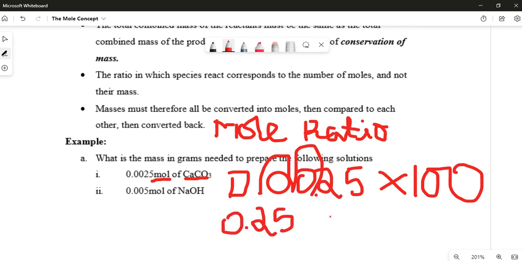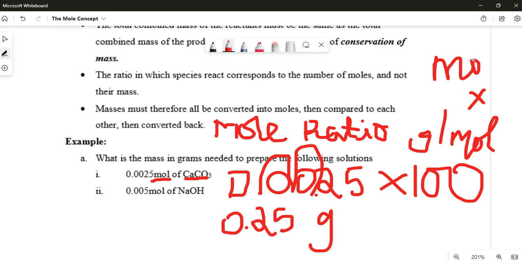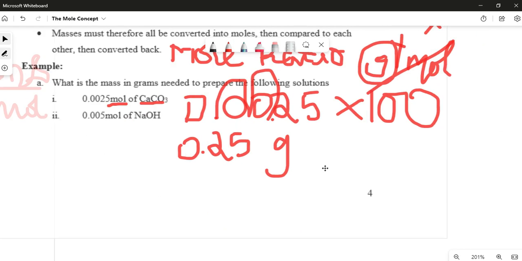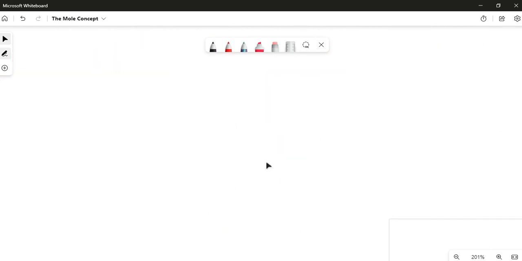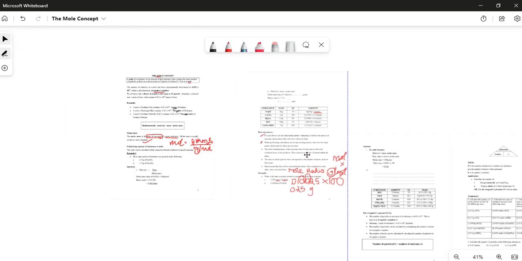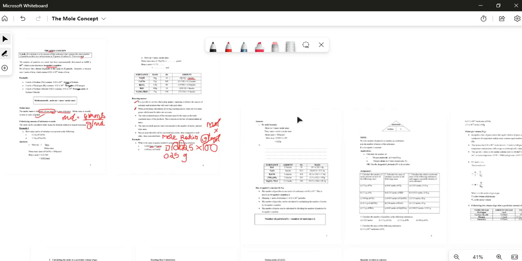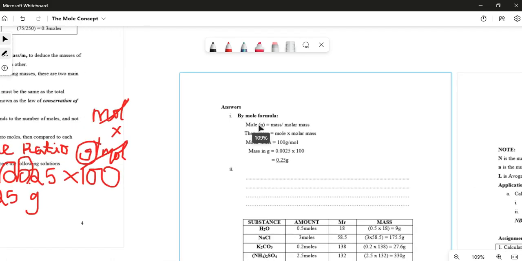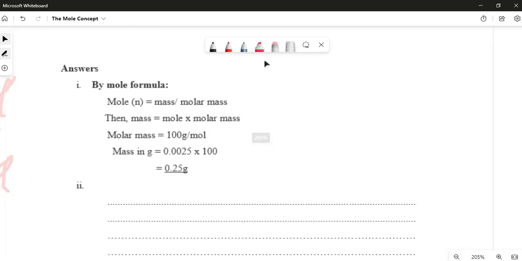So when you do this, you get 0.25 gram. Another way to remember this is, since we know that the molar mass is gram per mole, and it is multiplying by mole, the mole and mole will cancel each other, leaving the gram behind. So that's another way you can remember that. Moving on. Okay, so this is the answer. Yep, we got it correct.